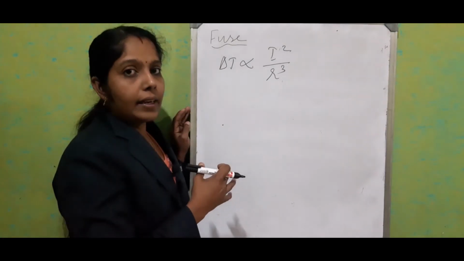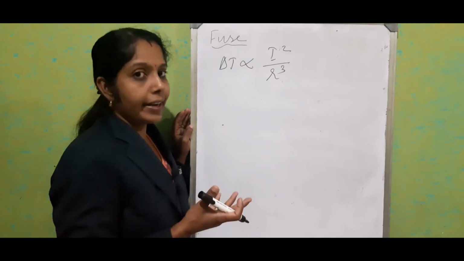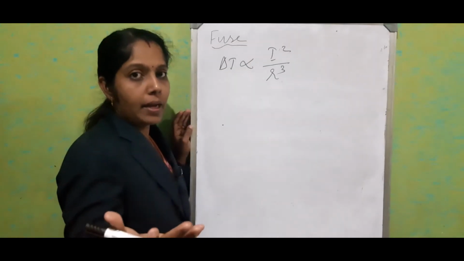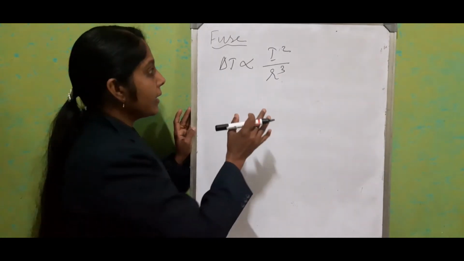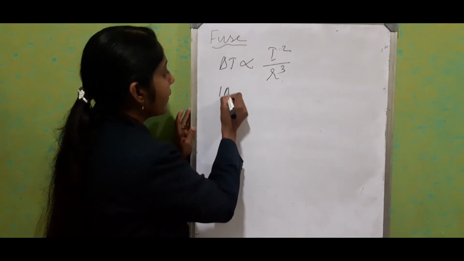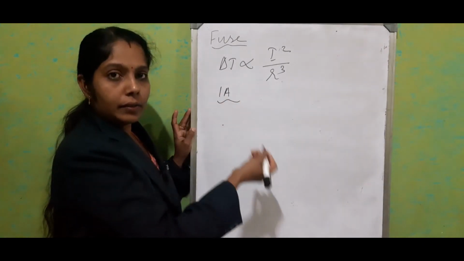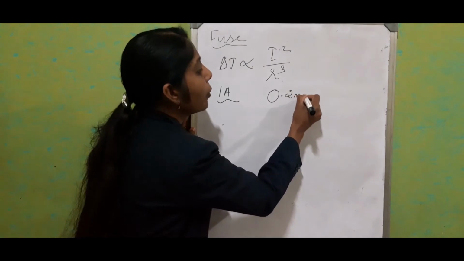The safe current which can be passed through the fuse wire we call the current rating of the fuse wire. The maximum limit of current that can pass is known as the current rating. Just consider that 1 ampere is the current rating of a fuse. For that particular fuse wire, the thickness should be only 0.2 mm.